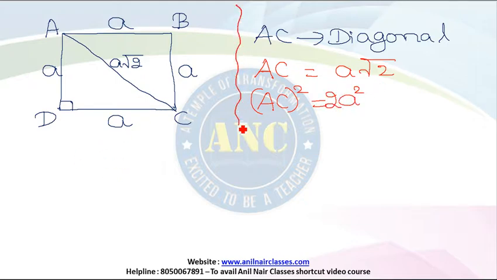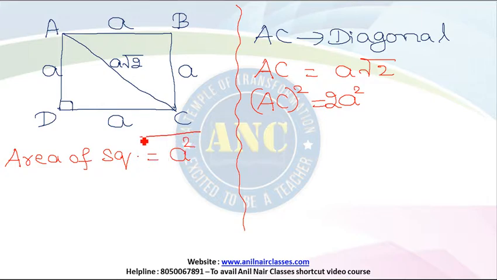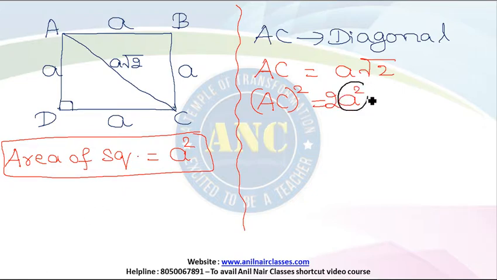Now forget about all this right hand side. Let me see the diagram. What is there on the left hand side? The side of the square is a units. What is the area of this particular square? It is a into a, which is a square. That means a square is nothing but the area of the square. So this a square that I have written here is nothing but the area of the square, right?